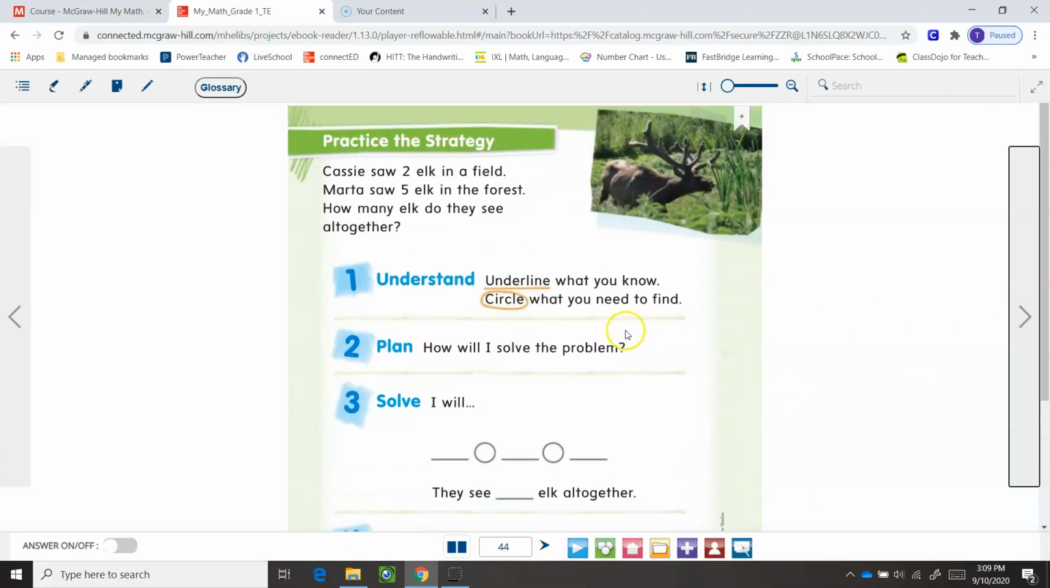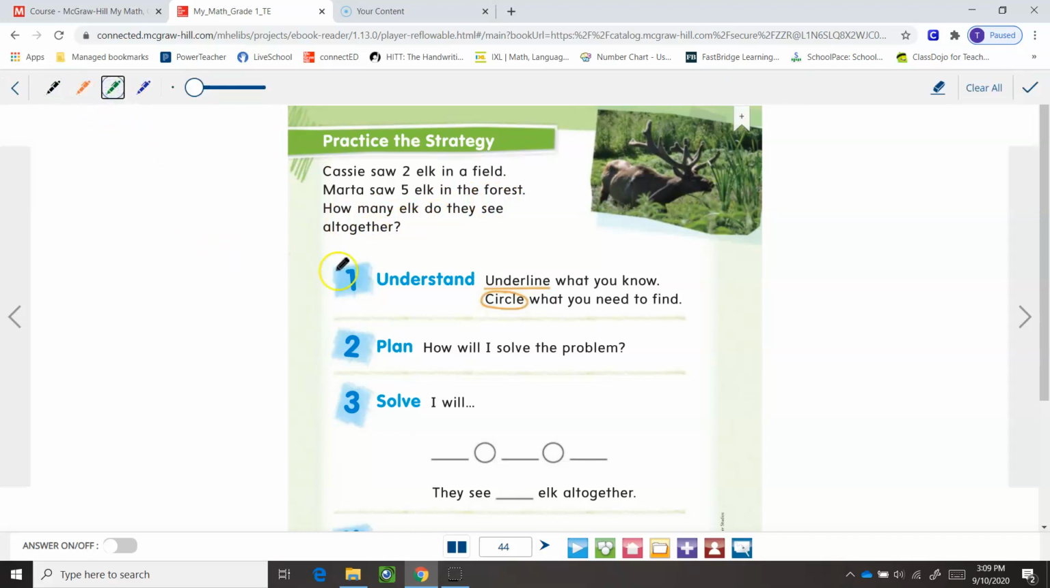We have Cassie. Cassie saw 2 elk in a field. Martha saw 5 elk in the forest. How many elk do they see all together? So again, my first step is to underline what I know. I know that Cassie saw 2 elk in a field, so I go ahead and underline that. Martha saw 5 elk in the forest. So I know that, I can underline that. My last part, how many elk do they see all together? I don't know that, so I need to circle that.